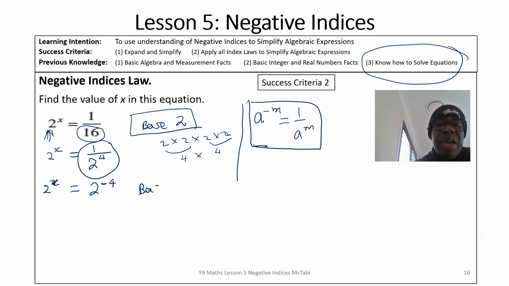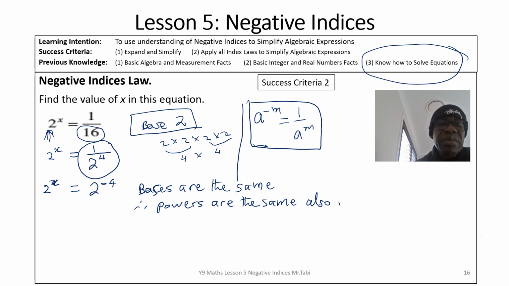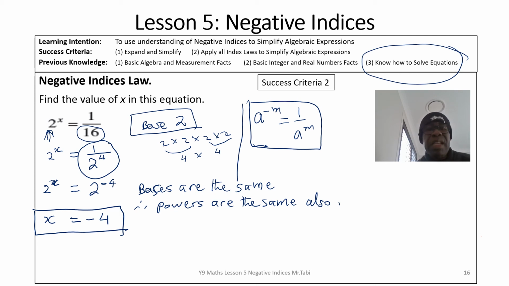Since bases are the same, therefore powers are the same also. So I can simply equate x equals minus 4. And that's my final answer. The bases are the same, so the powers are the same. Easy done.